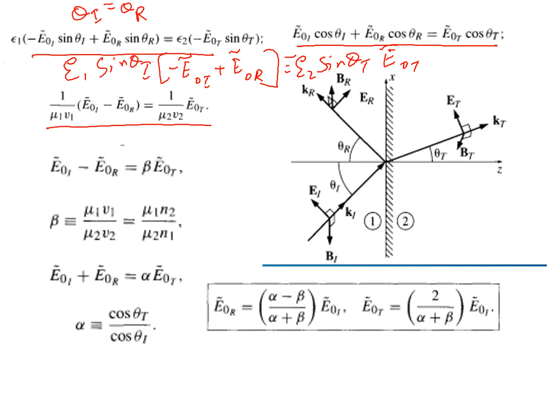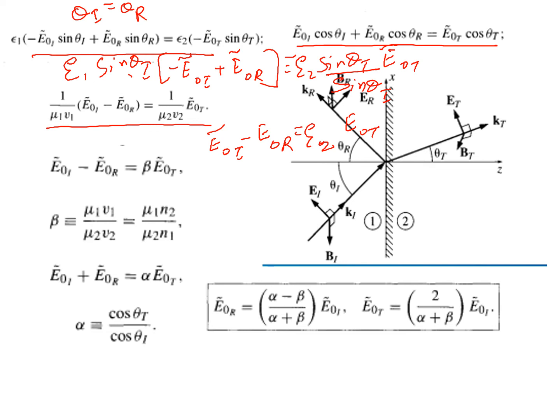So this will become sine theta I; from here to this, it will be divided by sine theta I. So what you can write now is E0I minus E0R equal to, the minus sign gets cancelled from the other side, E0T. Then there is an epsilon 2. What is sine theta T by sine theta I?